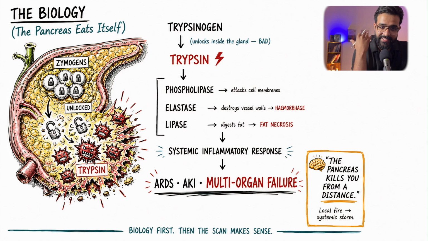And when it gets bad enough, the inflammatory cascade goes systemic, a cytokine storm, and suddenly this is not just an abdominal problem, it's a whole body emergency. And that's why pancreatitis kills, not because of the pancreas itself, but because of what it triggers everywhere else.